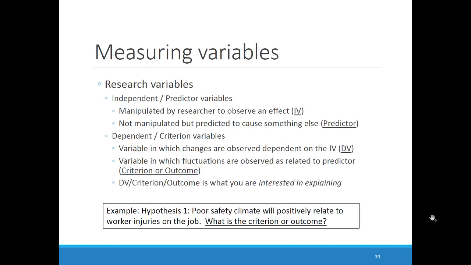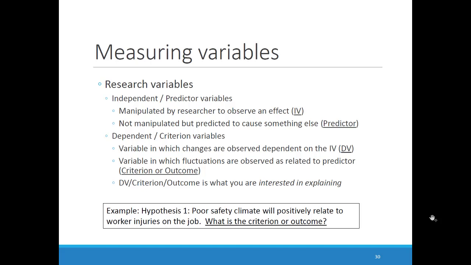The other category is dependent or outcome or criterion variables. And these are variables in which changes are observed. So if we have, for instance, a training variable, so we are doing an experimental study and training is our independent variable, we are manipulating training, and we want to observe the effects on job performance. Job performance would be our dependent variable, because job performance would be said to be dependent on the manipulation of our independent variable, which is training.